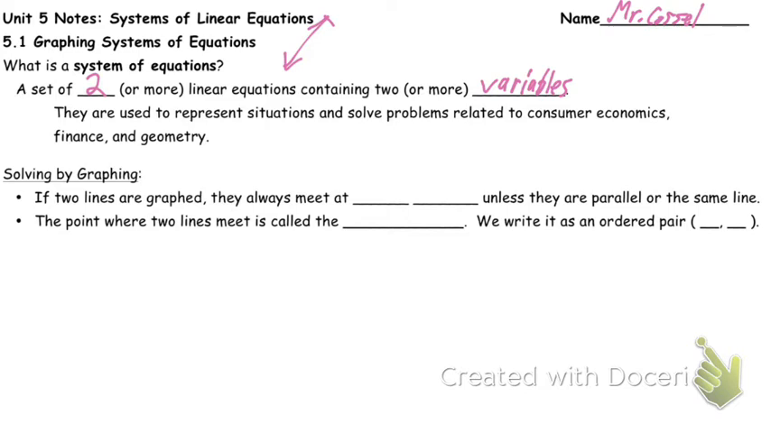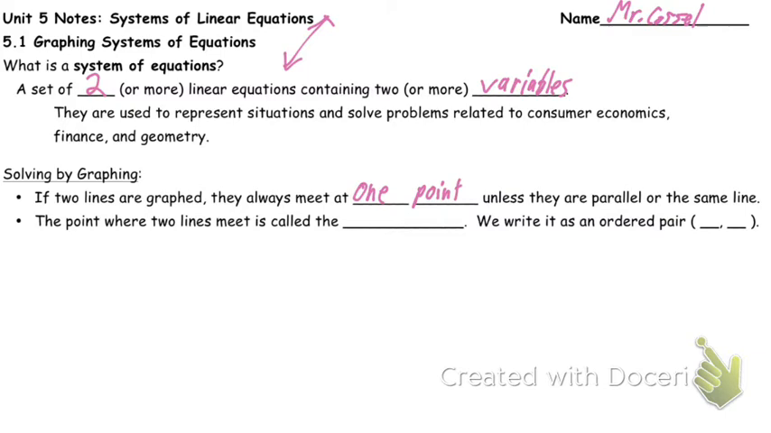We're going to start today with solving by graphing. Hence, it says solving by graphing, and our learning target is solving by graphing. And we're going to learn a couple more in the coming sections as well. So, what do we mean by solving it? Well, if two lines are graphed, we have two lines, they're always going to meet at one point, unless they're parallel or the same line.